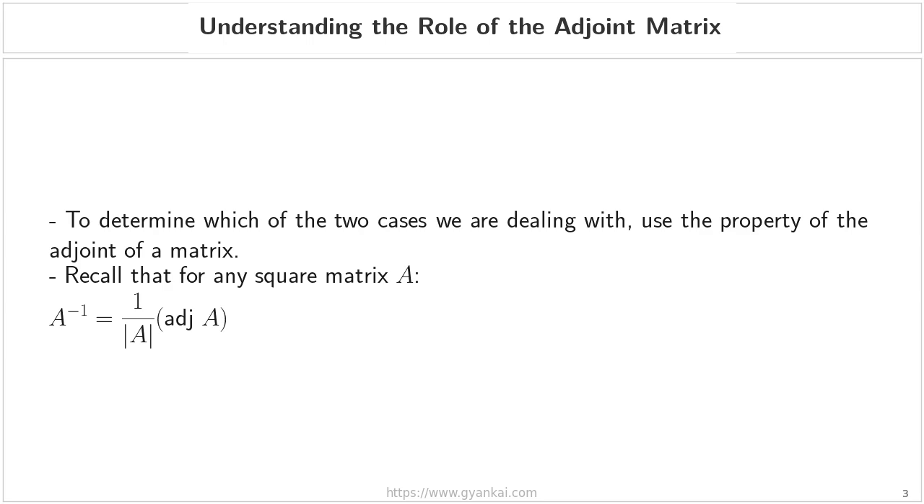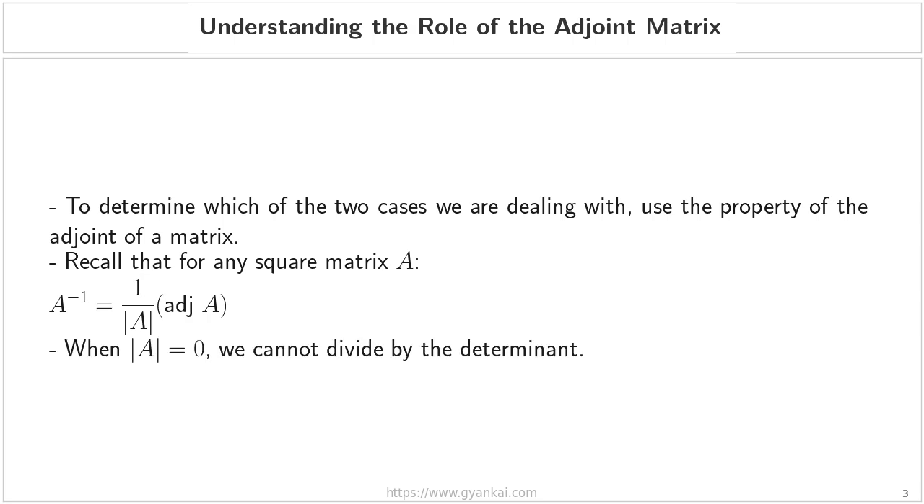Let's take a moment to recall the standard formula for the inverse of any square matrix A. We know that A inverse equals 1 over the determinant of A, multiplied by the adjoint of A. As we discussed in the previous slide, when the determinant of A is equal to 0, we run into a mathematical roadblock because we simply cannot divide by 0. This means the standard method is off the table.